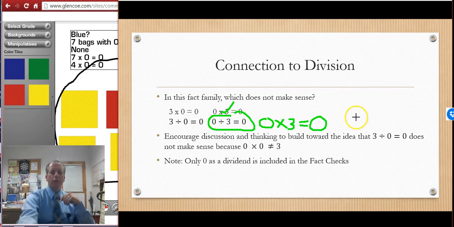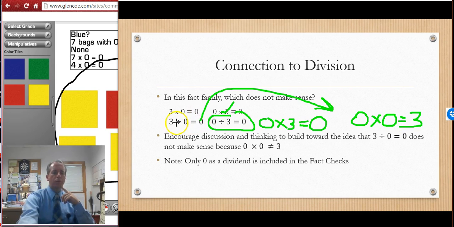But if I look at this other one, I'm saying 0, we'll draw a little arrow over here. If I look at this one, what I'm saying is 0 times 0 equals 3. No groups. If I take 3 and I break it into no groups, I get nothing. No groups of nothing gives me 3. Well, that doesn't work anymore, right?